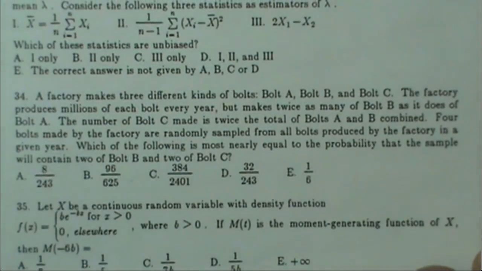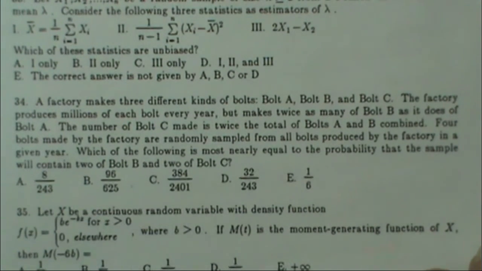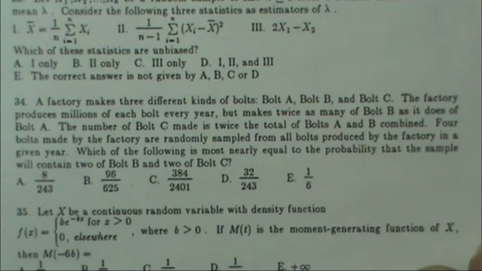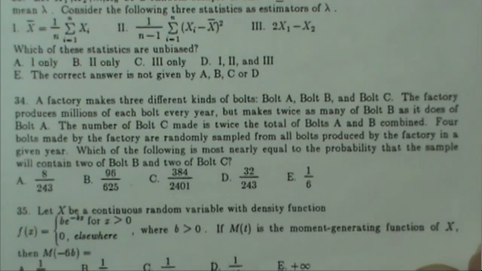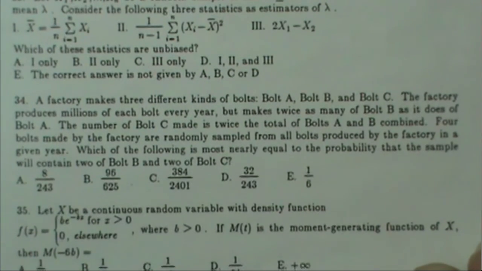Number 34, a factory makes 3 different kinds of bolts, bolt A, bolt B, bolt C. The factory produces millions of each bolt every year, but makes twice as many of bolt B as it does of bolt A. The number of bolts C made is twice the total of bolts A and B combined. 4 bolts made by the factory are randomly sampled from all bolts produced by the factory in a given year. Which of the following is most nearly equal to the probability that the sample will contain 2 of bolt B and 2 of bolt C?